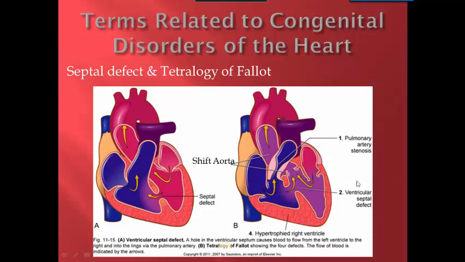So the 4 defects you do not need to know, but they're pulmonary artery stenosis, right ventricular hypertrophy, a ventricular septal defect, and then shifting of the aorta, resulting in problematic, lots of deoxygenated blood going out to the body.